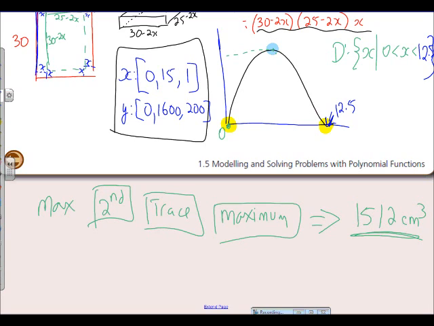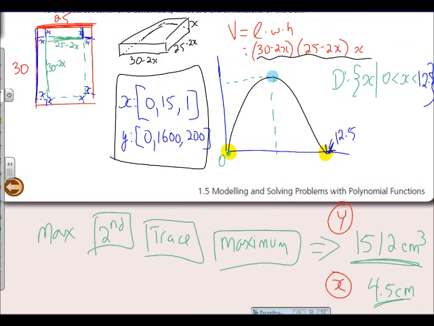We want to know what is the x value that went with that. When you did this maximum, it gave you an x comma a y. This is the y value. The x value at that point was 4.5. 4.5 centimeters. Now we've got our x value and the maximum volume.